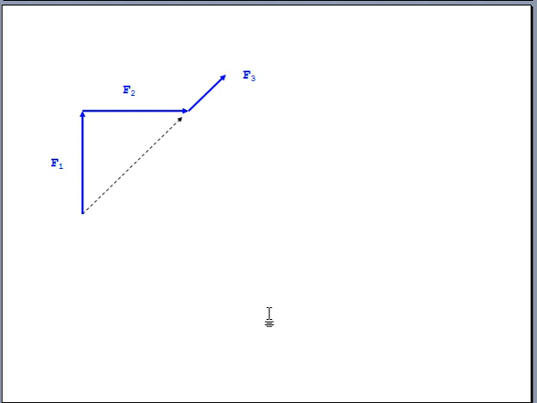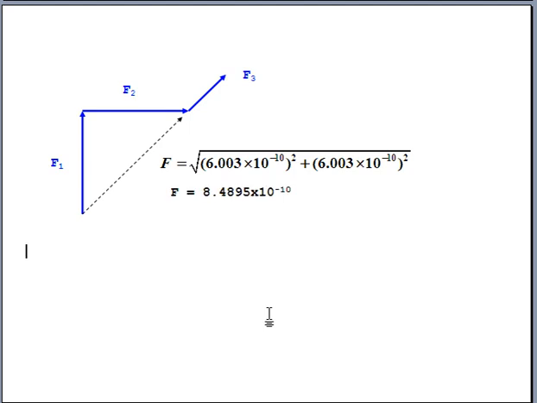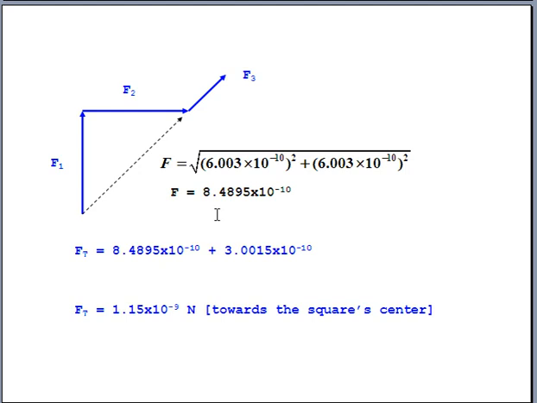So with a little Pythagoras to find that first combination, I've got the two 6's. When I put the Pythagoras to that, to find out how long that little dotted line is, I got around 8.5 times 10 to the negative 10. And then the F3 just gets added on to the end of that, just 3 more times 10 to the negative 10, which would get us to like 11.5 times 10 to the negative 10, or what we can in scientific notation just call 1.15 times 10 to the negative 9.